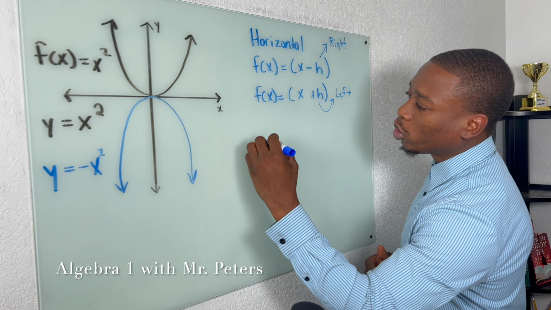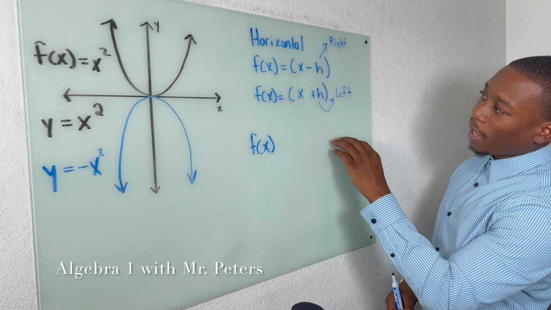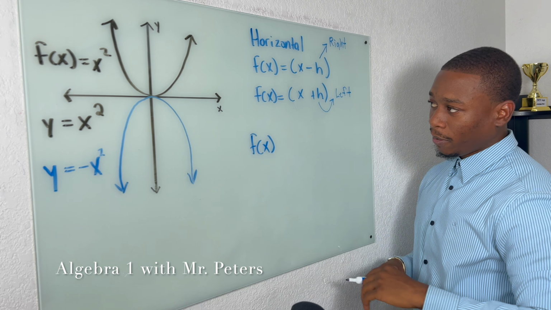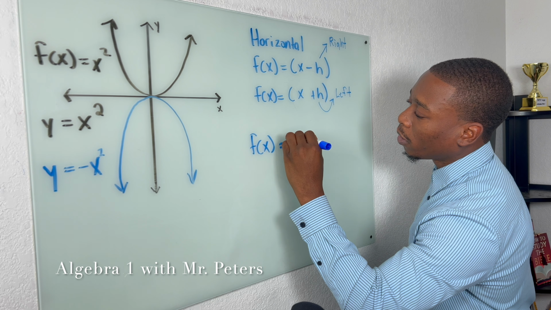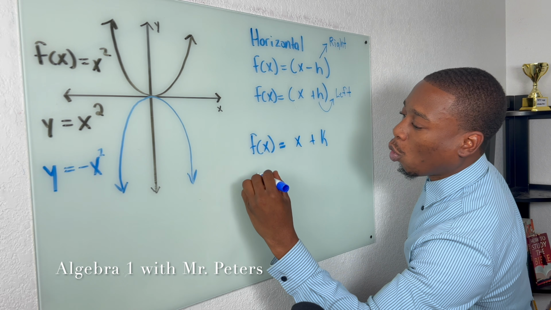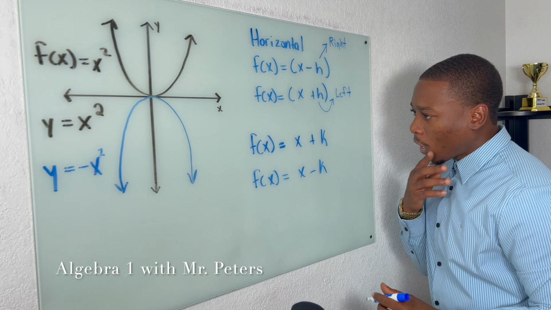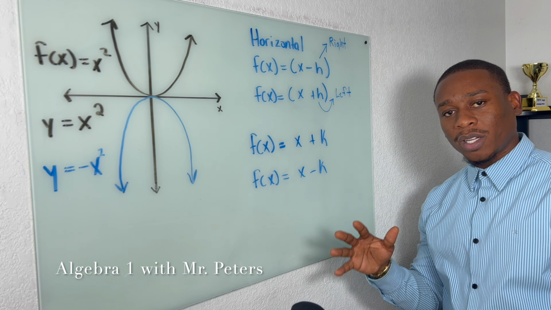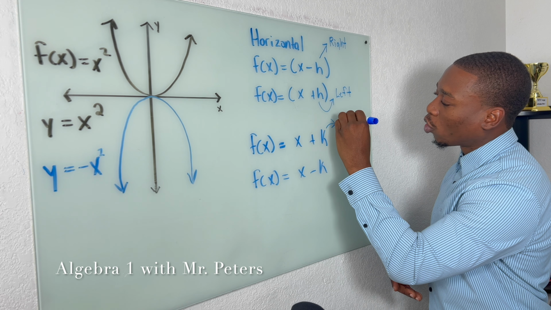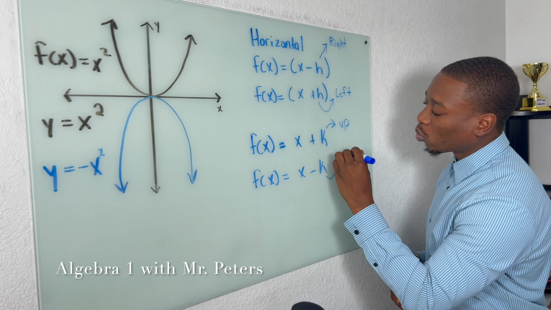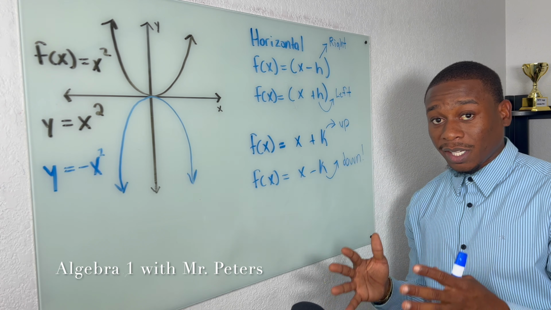Now, when we go to our vertical shifts, meaning up or down, we're going to have an outside factor. It's going to be k, right? So now we're going to have f of x is equal to x plus k, or f of x is equal to x minus k. The difference between the horizontal and vertical shifts is that if k is positive, guys, that means we're going up. And if it's negative, that means we're going to shift the graph down. So please make sure that you understand that basic information.